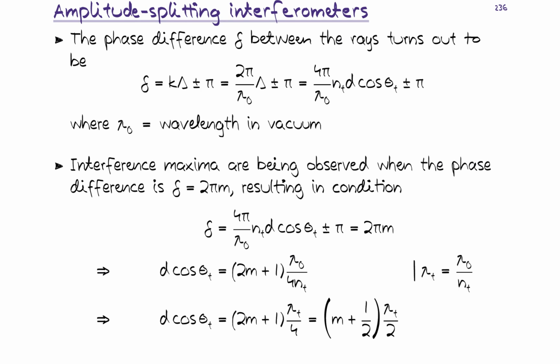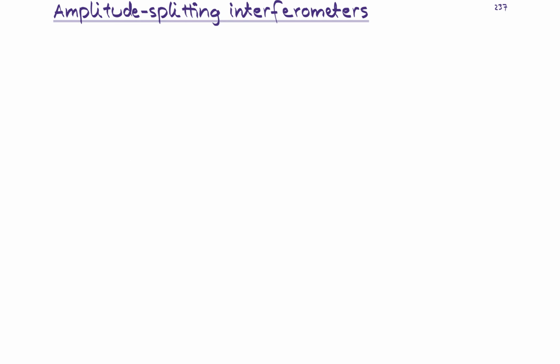And now we can simplify things even further, so that the 2m plus 1 inside the parentheses, we can write as m plus half, and then we have lambda over 2 outside the parentheses. And now we have already solved the only thing we need about thin film interference: d, the thickness, times cosine of theta t is (m plus 1/2) times lambda over 2. And this is essentially the equation that tells me when we see constructive interference in a thin film structure.